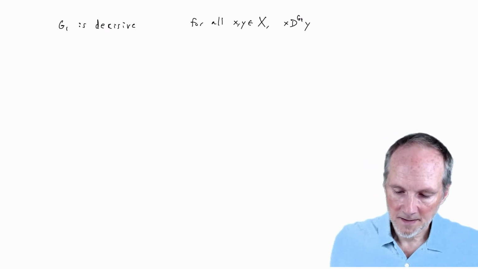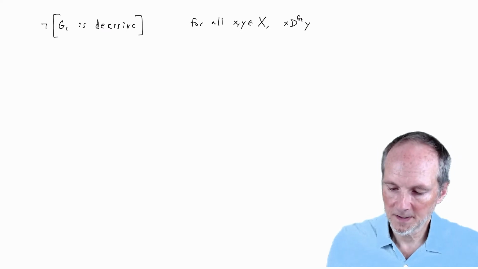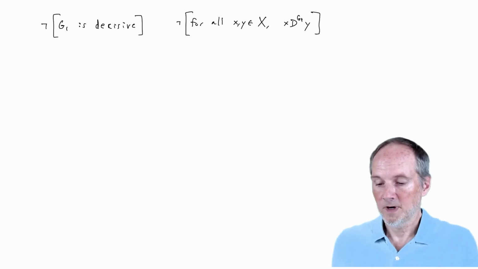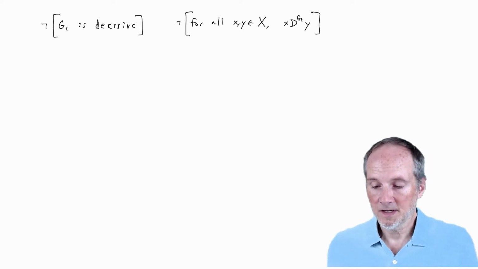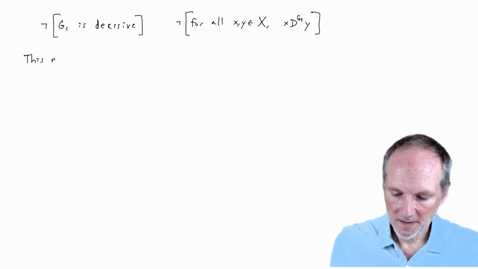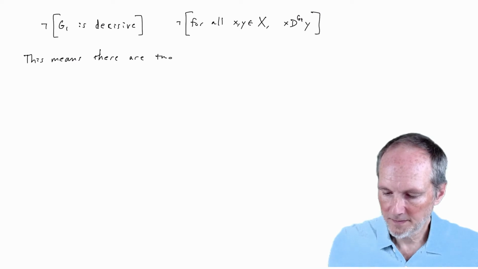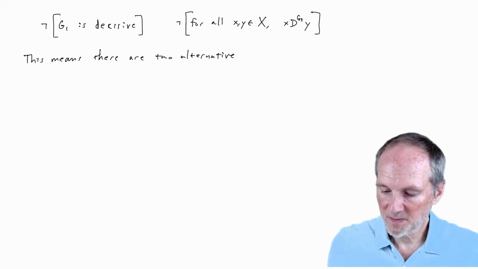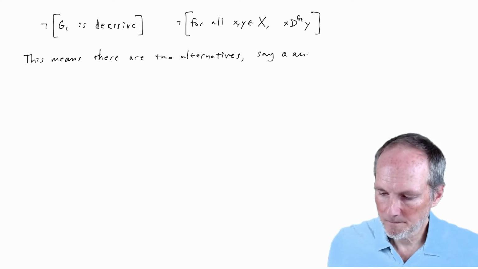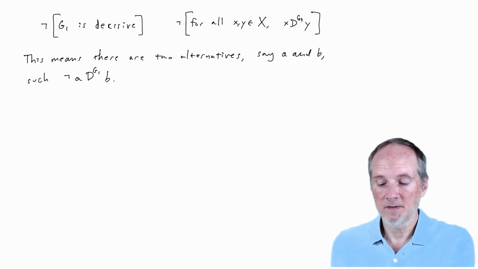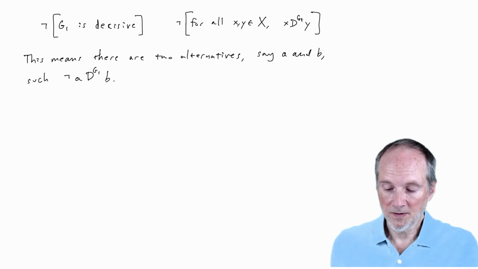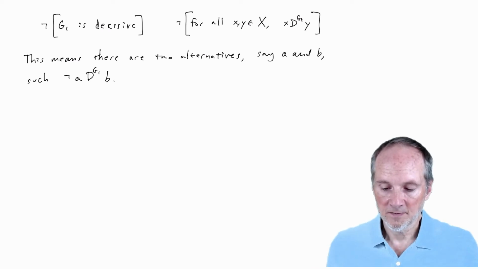But we just said it's not the case that G1 is decisive. So it is not the case that for every x and y, G1 is decisive for x over y. All right, so just a little bit of logic here. If we take the negation of that, there are two alternatives, and I'm going to give them specific names. Let's just call them A and B, such that it is not the case that G1 is decisive for A over B. Right? I've just taken the negation of this universal statement, and that tells me that there's two alternatives, A and B, such that G1 is not decisive for A over B.